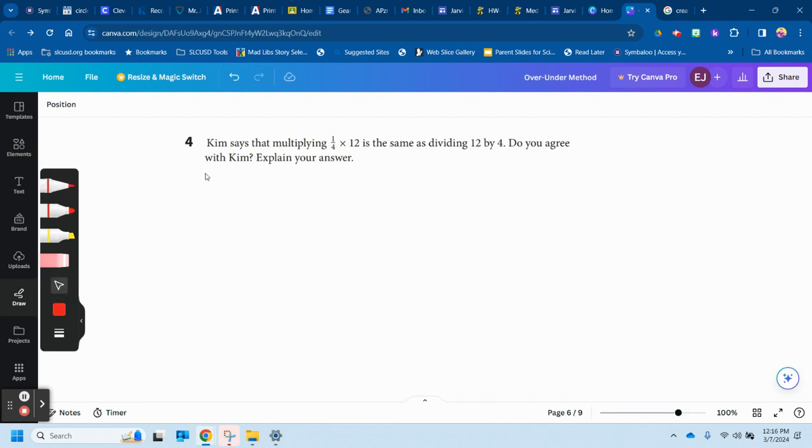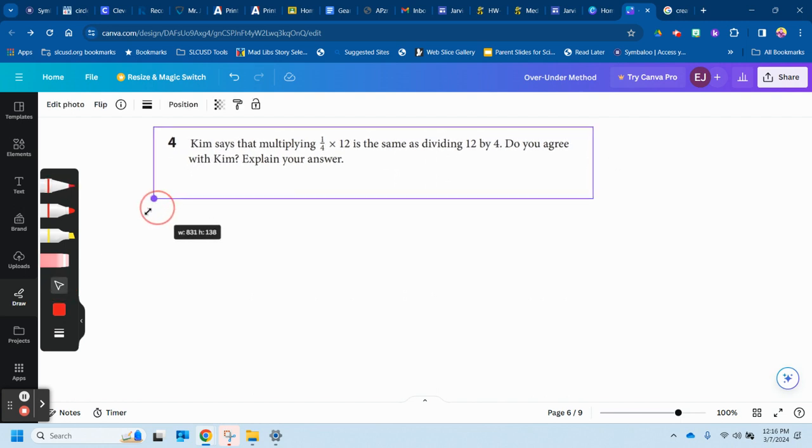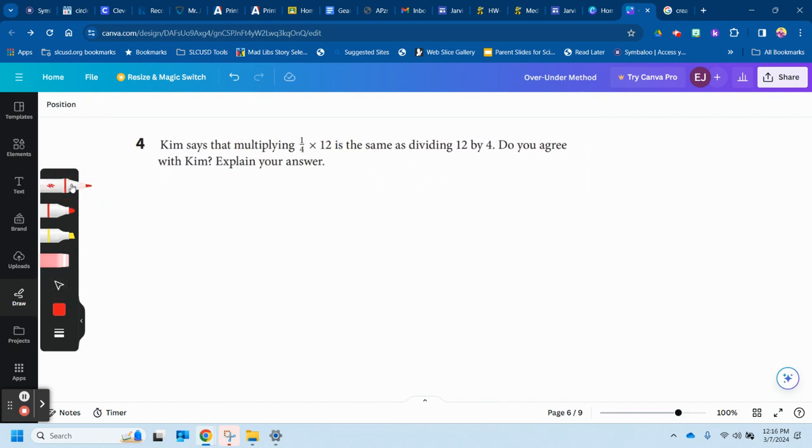Okay. So Kim says 1/4 of 12 is the same as dividing it by 4. Multiplying 1/4 times 12 is the same as dividing 12 by 4. Do you agree with Kim? Explain your answer. Well, we're saying 1/4. So 1/4 is dividing this 12 into, I'm having 1/4 of it. I'm having a fraction of it, a piece of it, a group of it, times 12 ones. Even though I'm doing the multiplication, the number is smaller. It's a group of 12.